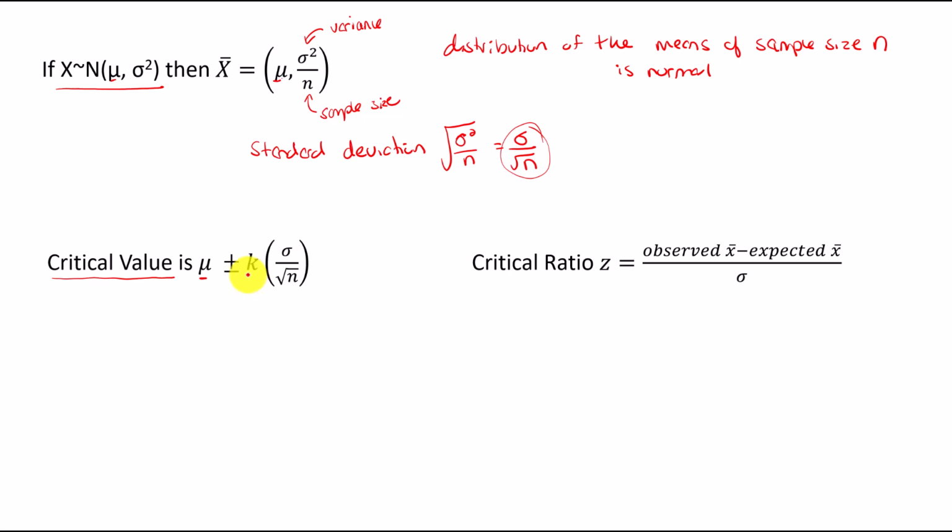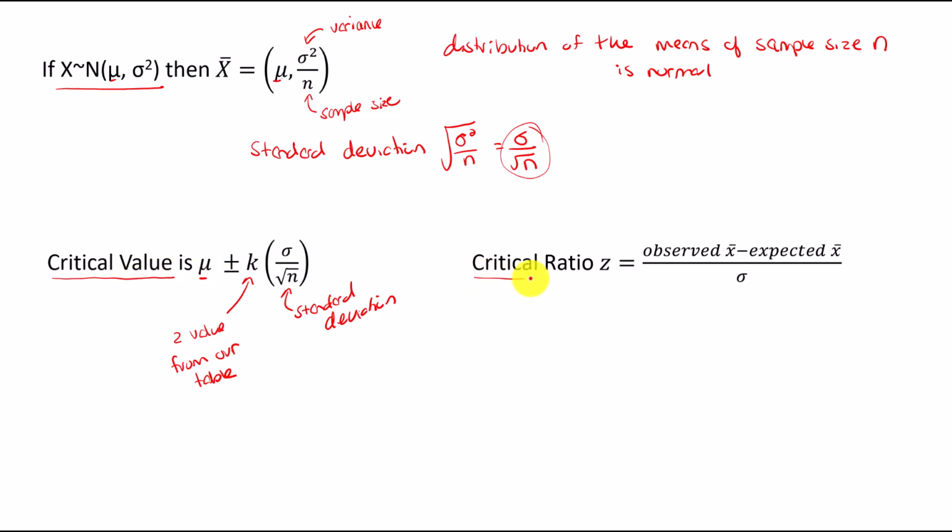We're going to add or subtract k times, notice that this is the same as this over here. So this is the standard deviation, which is the square root of variance. So you just have to make sure you have the right formula. Okay, and k is coming from our table. So k is basically our z value from our normal table. Okay, so you'll see this. I'm going to do both of these. So this is critical value.